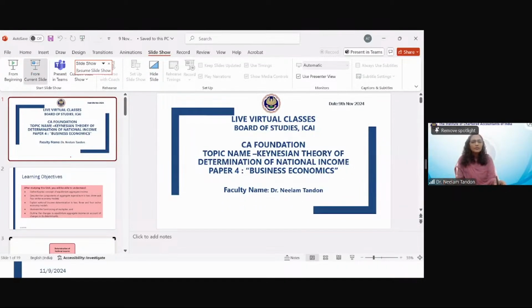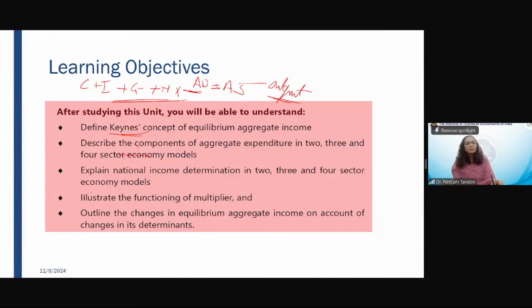So this is what we will be sharing today. Then next is about components of aggregate expenditure. What are the different components of aggregate expenditure in a two-sector model, three-sector model, and a four-sector model?